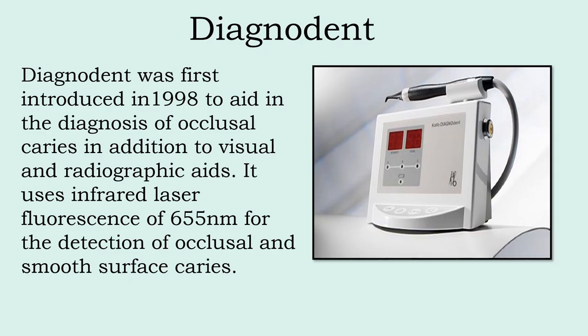Another system is diagnodent. You see, diagnodent was first introduced in 1998 to aid in diagnosis of occlusal caries in addition to your visual and radiographic aids. Now this system, it uses infrared laser fluorescence of 655 nanometer for the detection of occlusal and smooth surface caries.